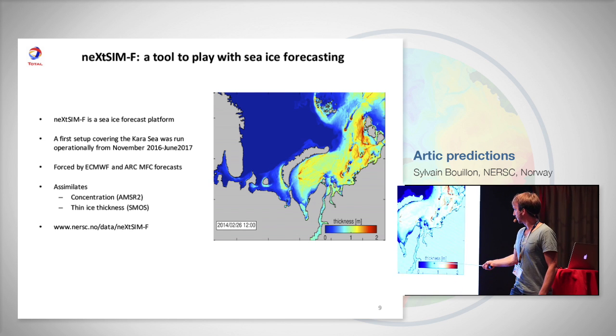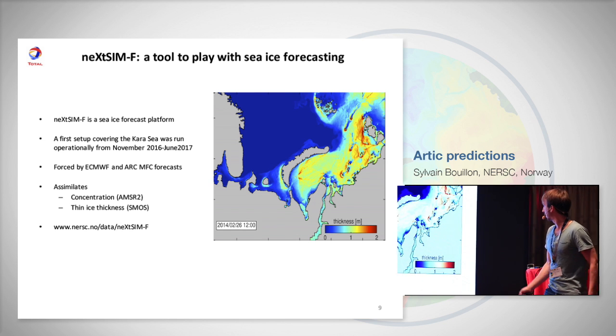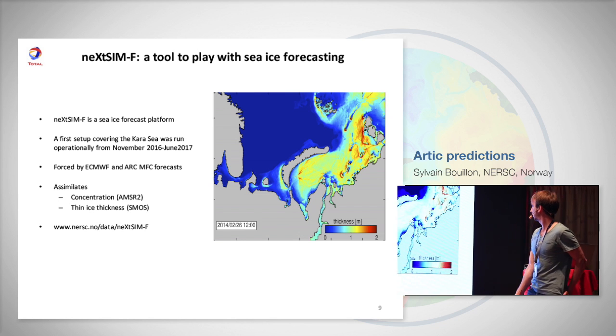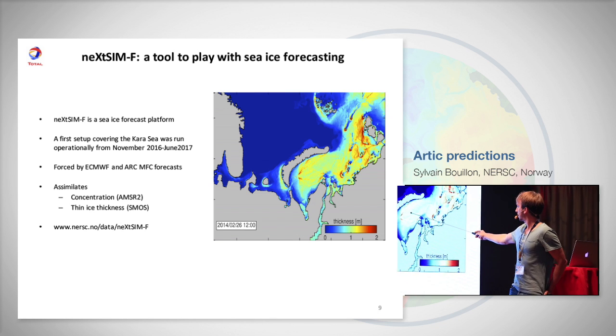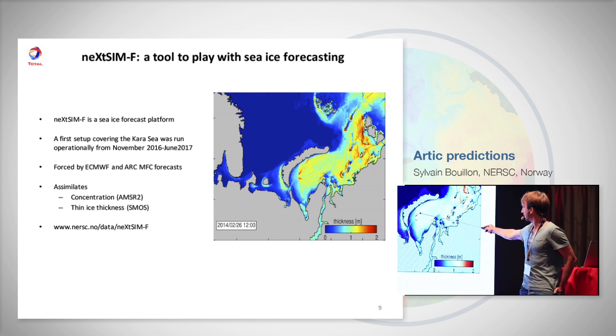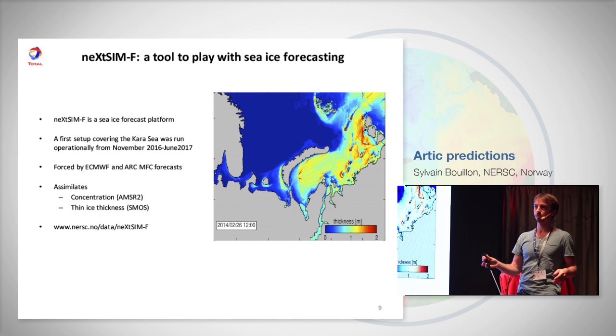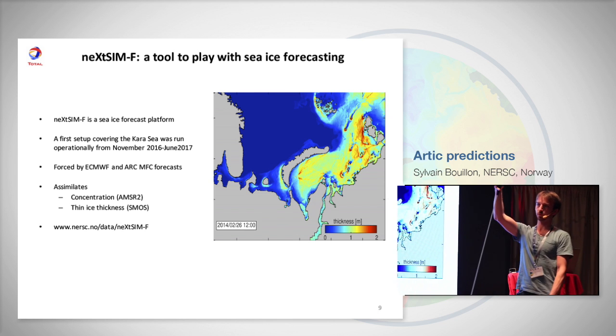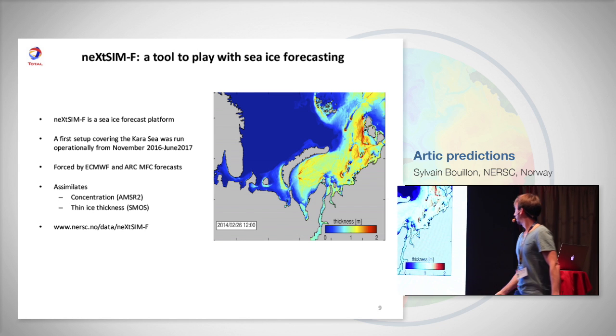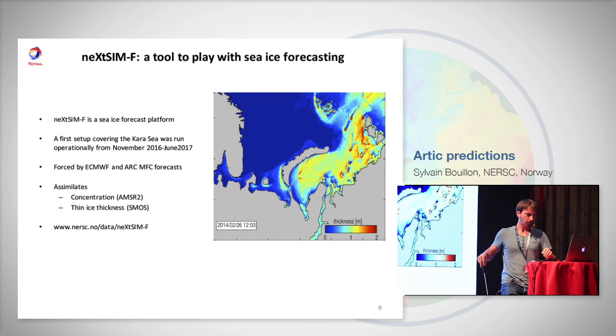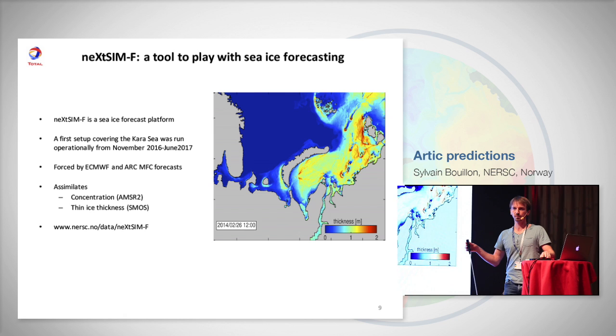I'll show an animation for the sea ice thickness for 1 winter. This is just a snapshot in February. You see that we have sometimes large, high values of sea ice thickness, and this is due to the dynamics. We converge, and then it creates thick ice. The thermodynamics is also active.